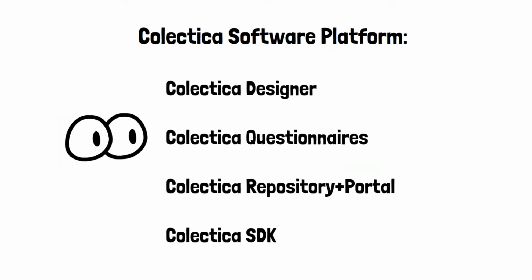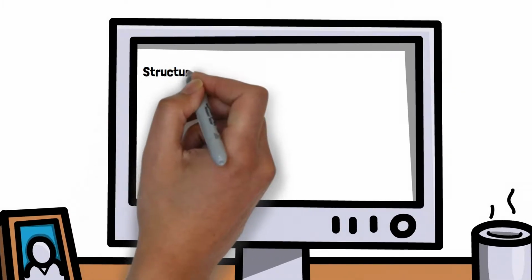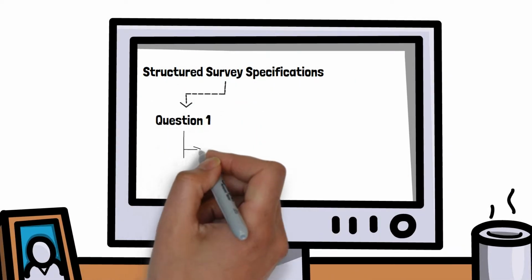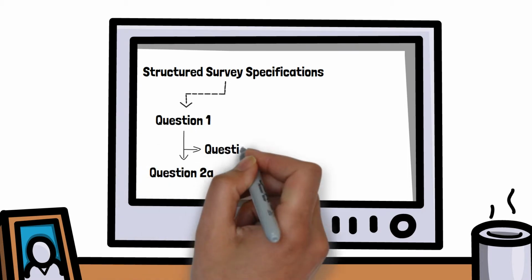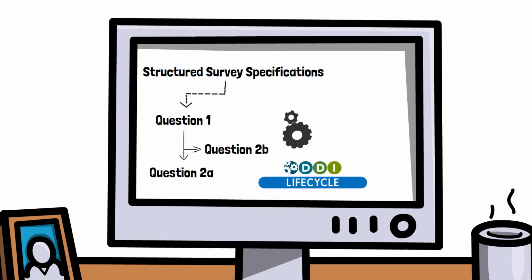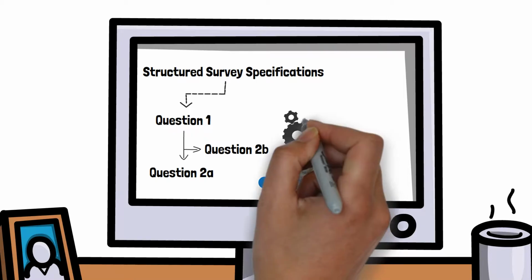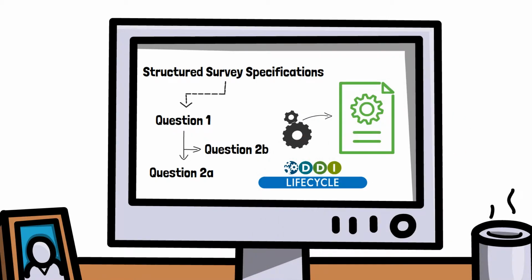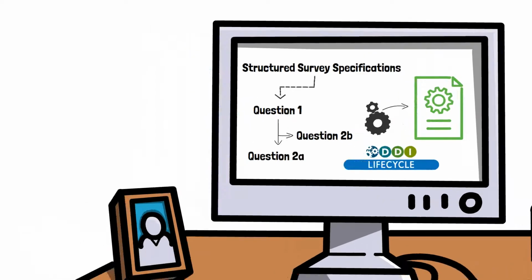Colectica Questionnaires is another desktop tool providing a formal approach for creating structured survey specifications. It provides an intuitive interface where you simply supply the questions, then it automatically builds it in DDI lifecycle format and generates the necessary source code file so you can load your survey into various survey fielding softwares.